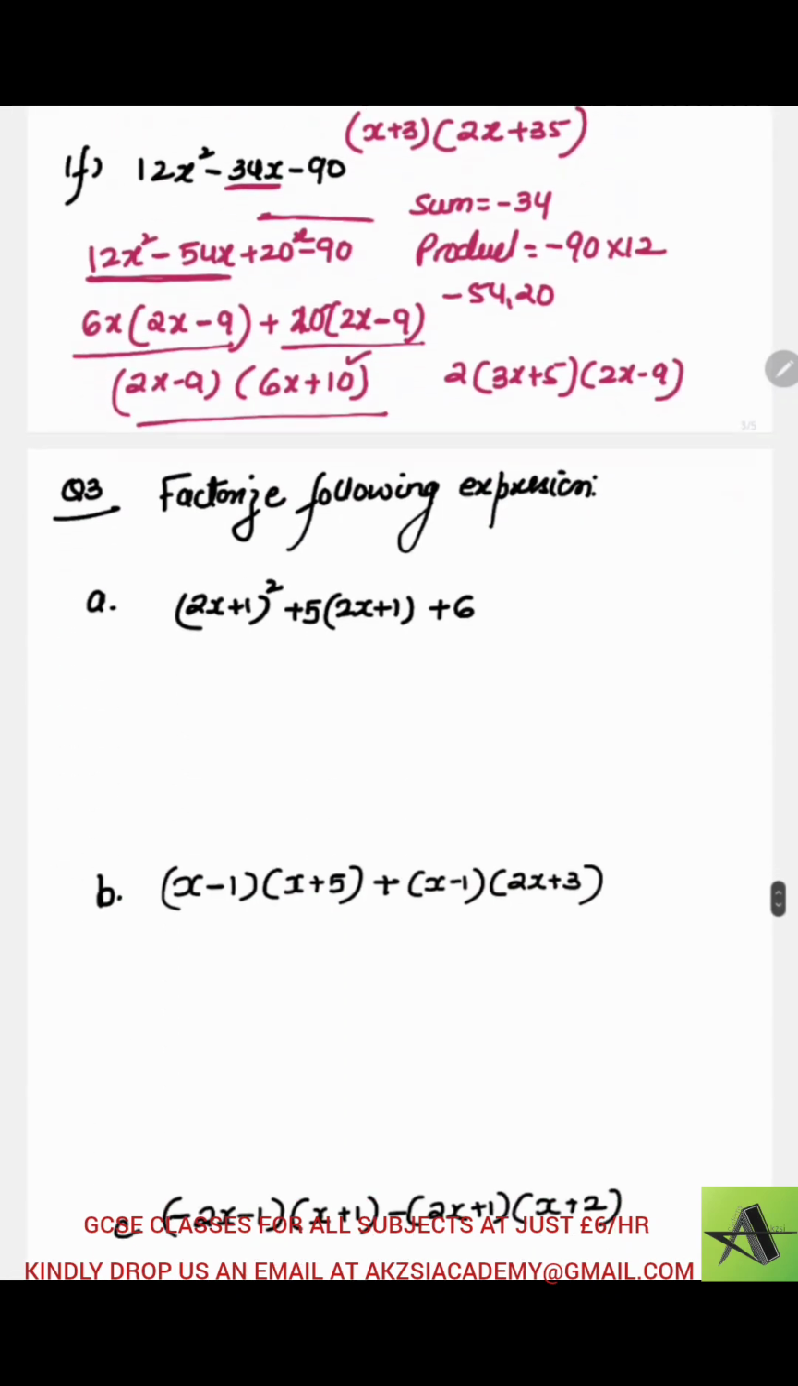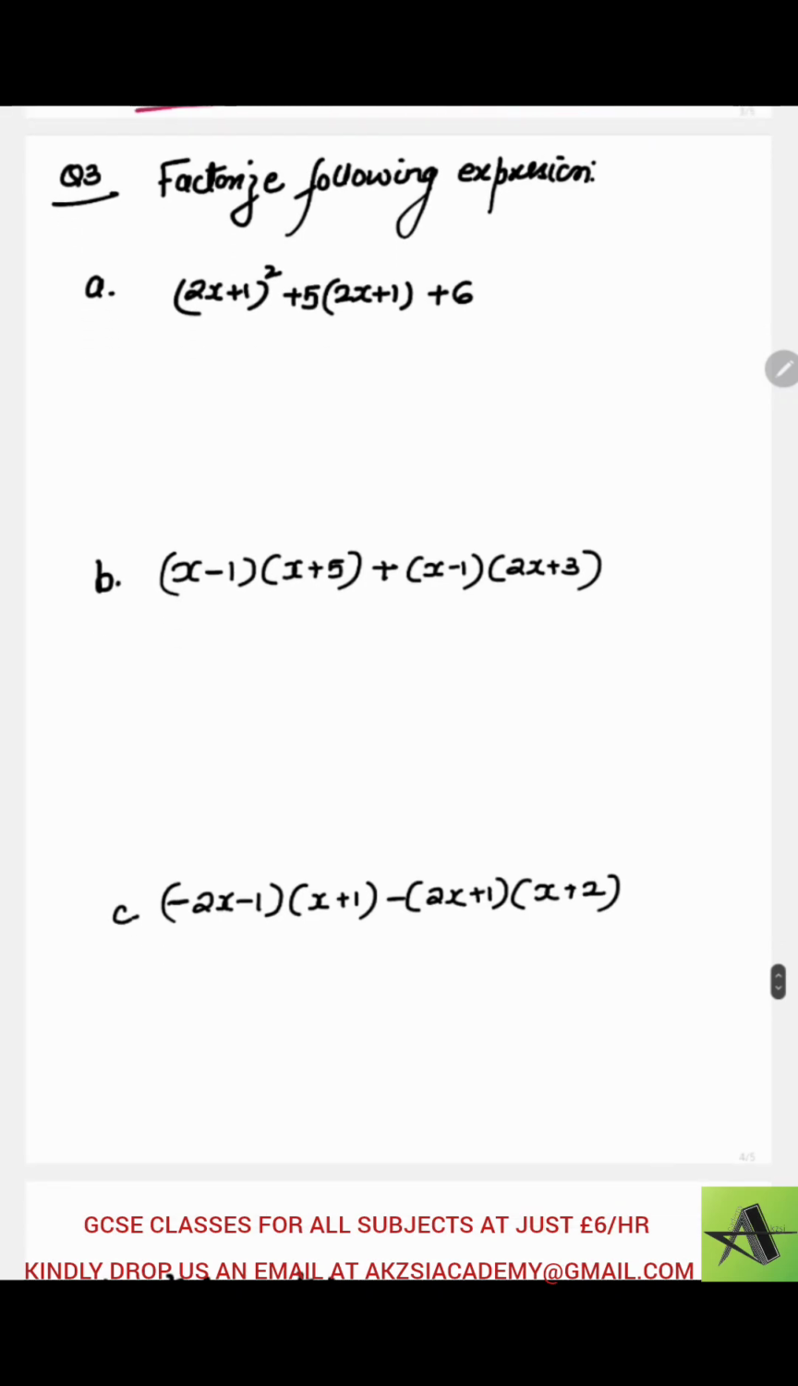Moving on to question number 3. See, this one: 2x plus 1 whole squared plus 5 times 2x plus 1 plus 6. Don't try to expand it and then factorize, it would be much more difficult in that case. Instead, you can convert it into a quadratic. Suppose I write 2x plus 1 as y. If I do that, this can be written as y squared plus 5y plus 6. This is a pure quadratic and it's very simple to factorize.